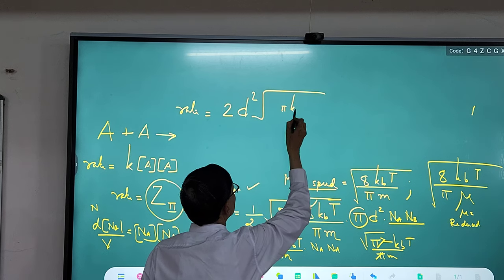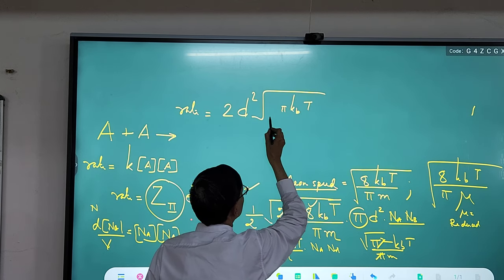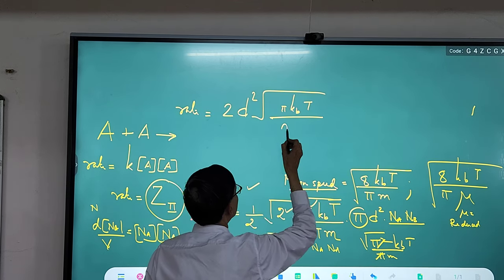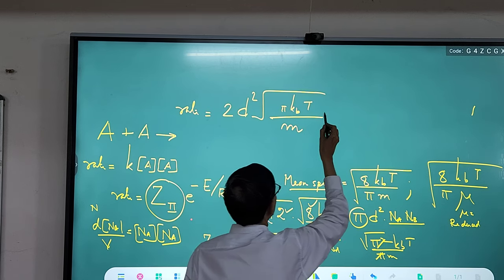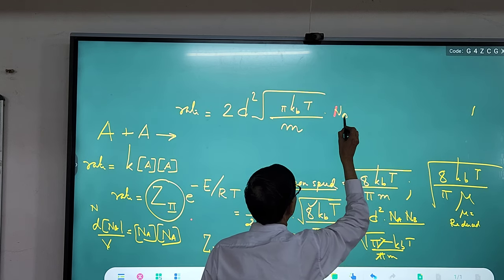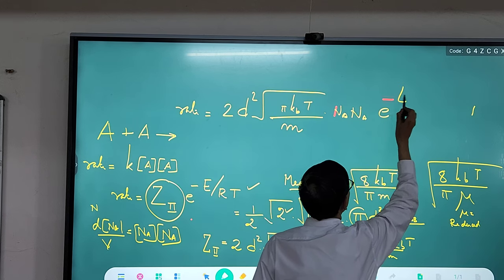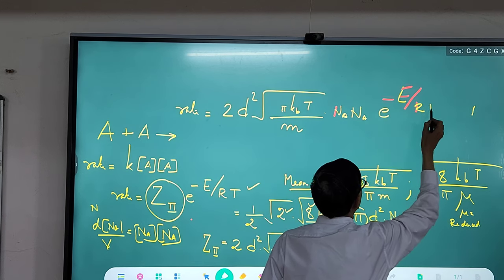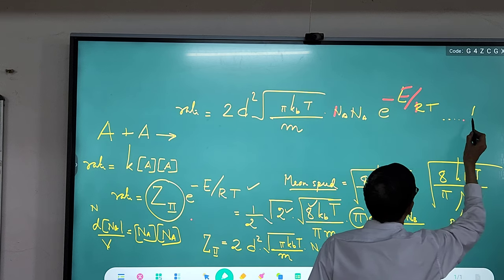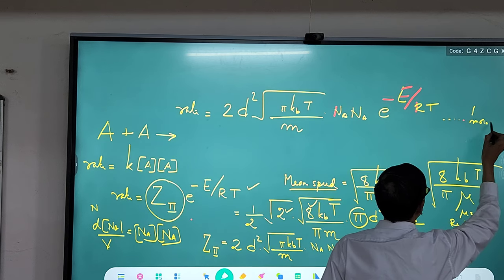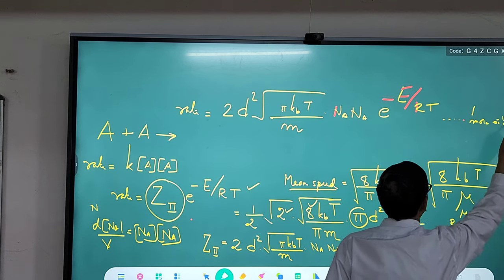Pi kBT n NaNb NaNa exponential minus E by RT, in molecules per centimeter per second.